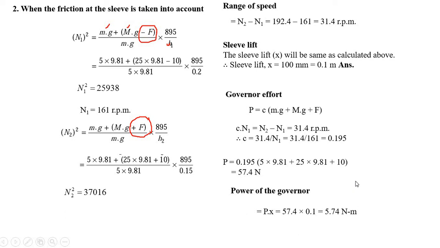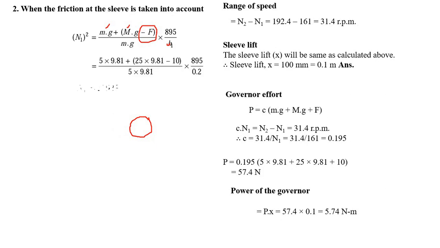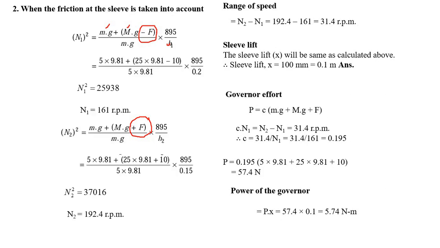So, without considering friction, you know the power value, what is the power? 4.47. Considering friction, the power value is 5.74. Now we complete the whole governor topic. In the next video, we will discuss the next topic.